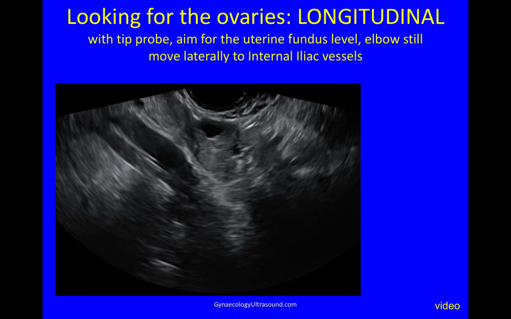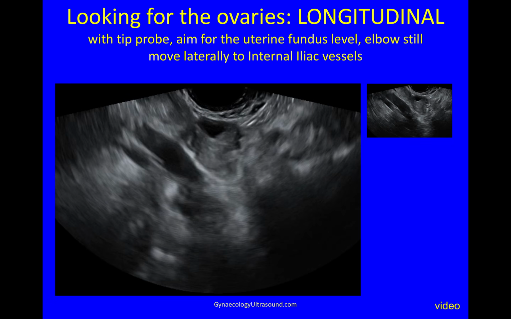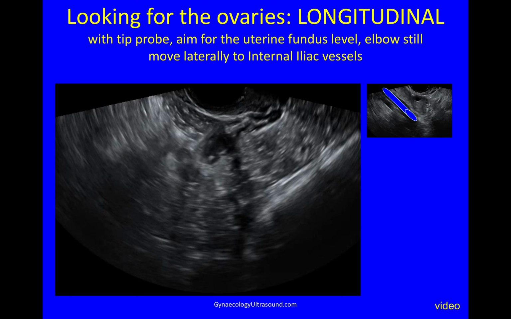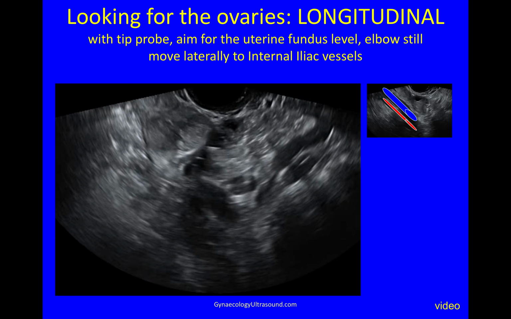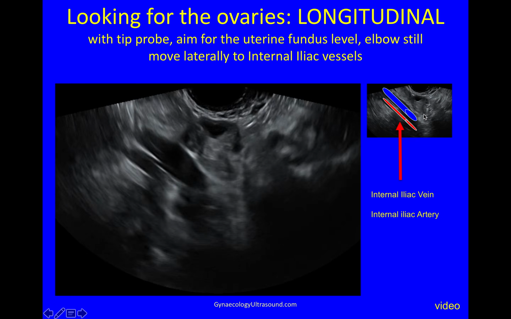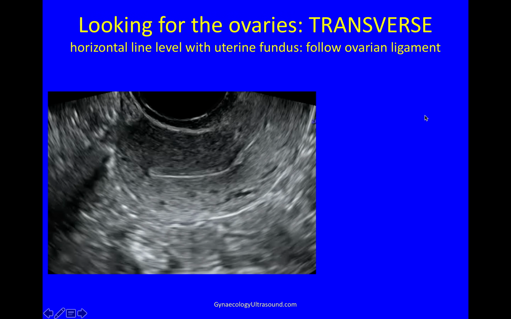You can see it's just there. And this is a really good way of finding the ovary. So you've got the internal iliac vein and the artery just there. You've got the ovary just in front of it. If you can't find the ovary in the longitudinal plane, look in the transverse plane.